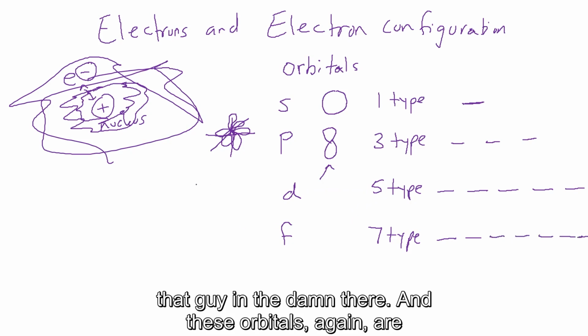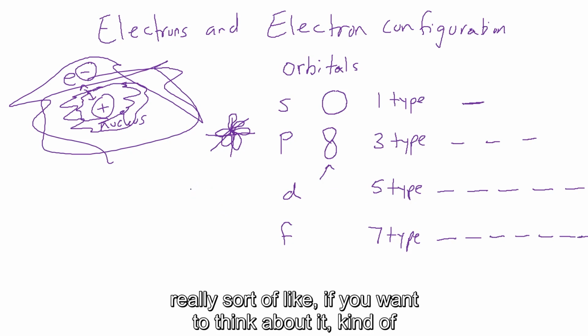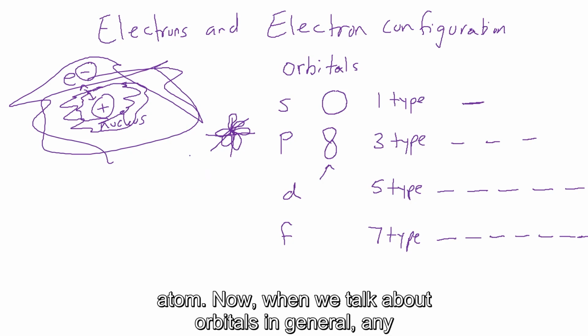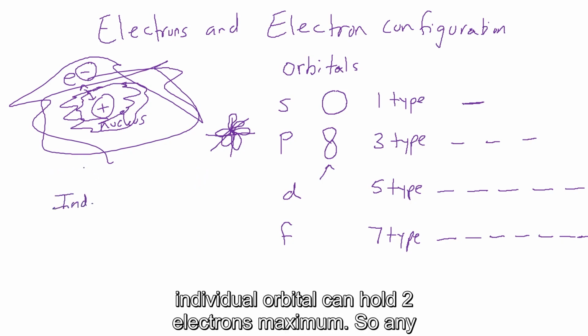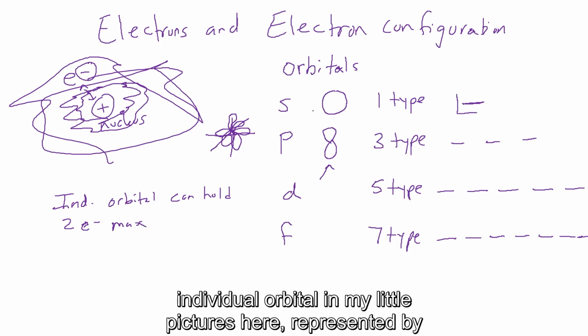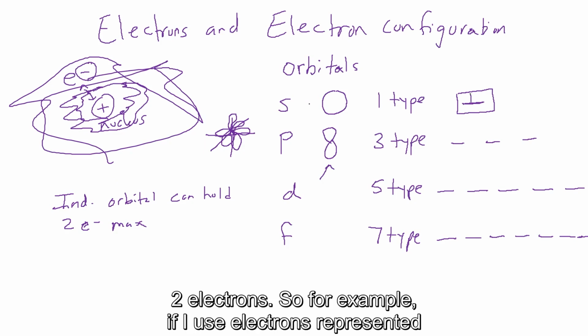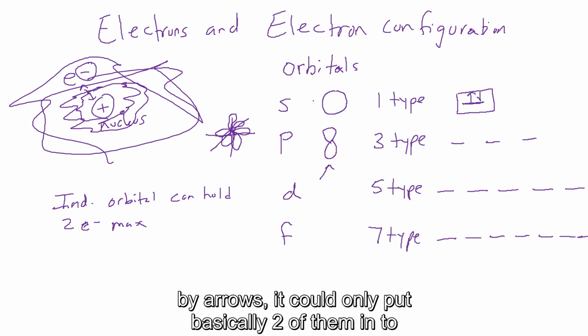And these orbitals, again, are really like probability maps of where you could find an electron within an atom. Now, when we talk about orbitals in general, any individual orbital can hold 2 electrons maximum. So any individual orbital, in my little pictures here represented by these little lines, can only hold a maximum of 2 electrons. So for example, if I use electrons represented by arrows, I could only put 2 of them in.